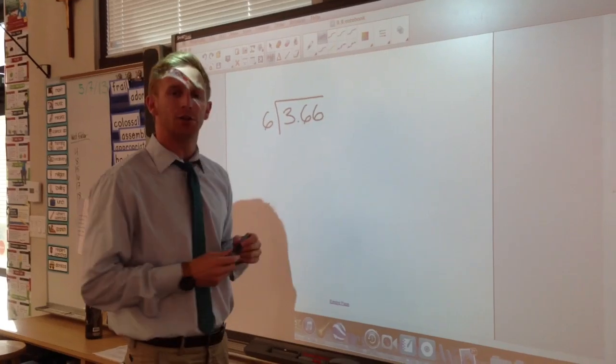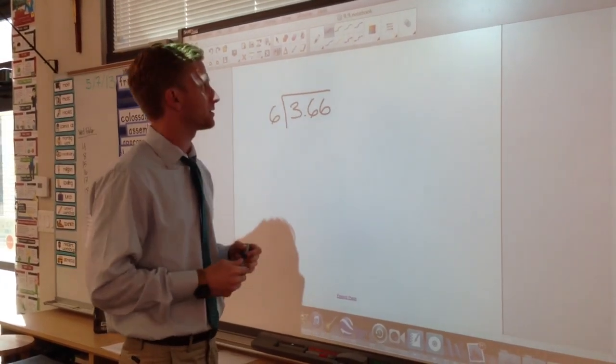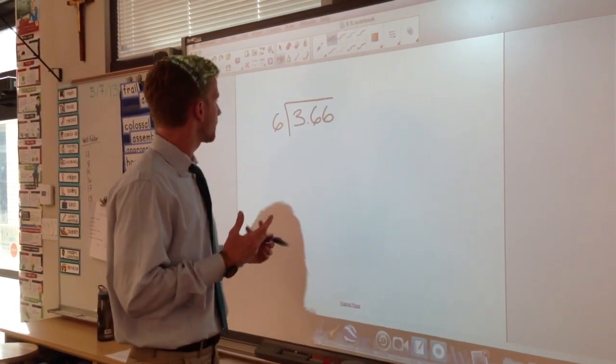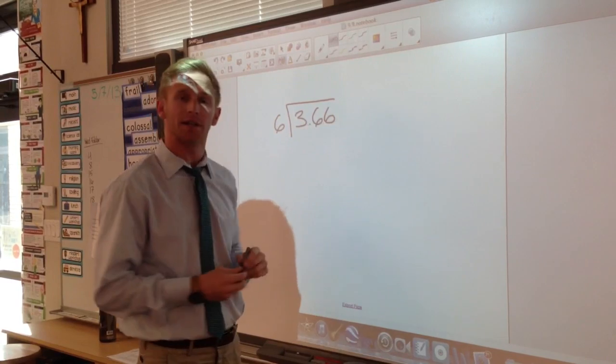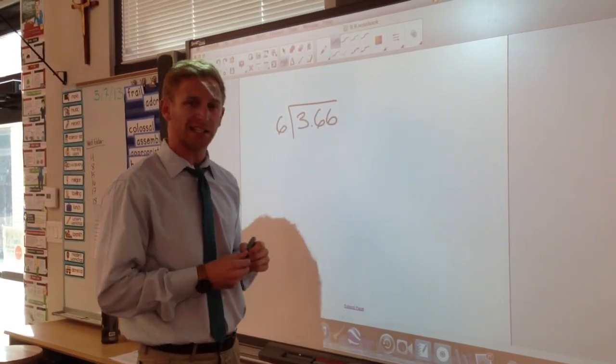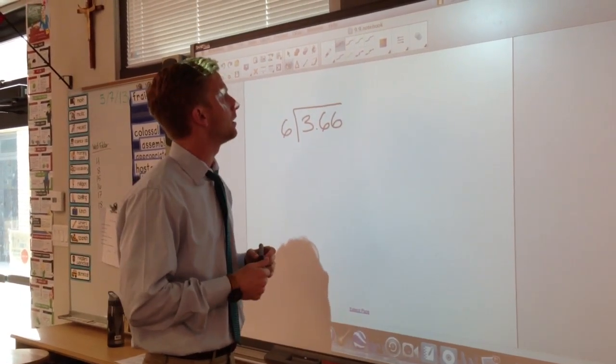But before we begin the traditional method, let's just think about this question. What is it asking us? Well, it's asking us to divide. Let's think in dollars and cents. If Mr. Eck has $3.66 and he wants to divide that money by 6 of his very best students, how much money is each student going to get?